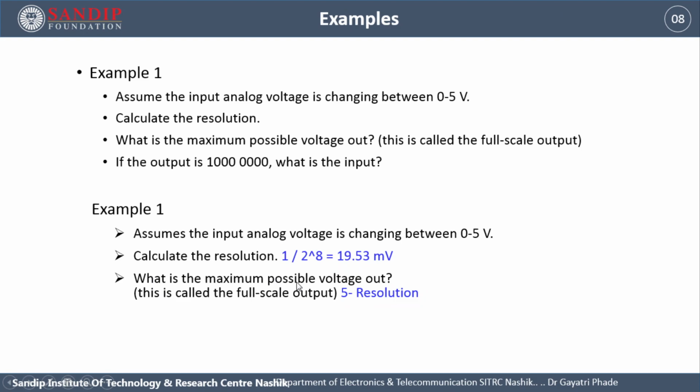What is the maximum possible voltage out? It will be called the full scale. So it ranges from 0 to 5. So 5 is the maximum possible voltage out.